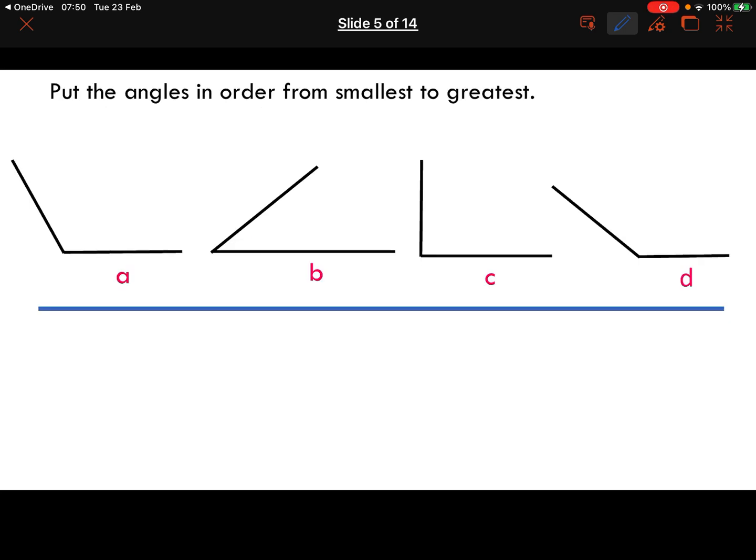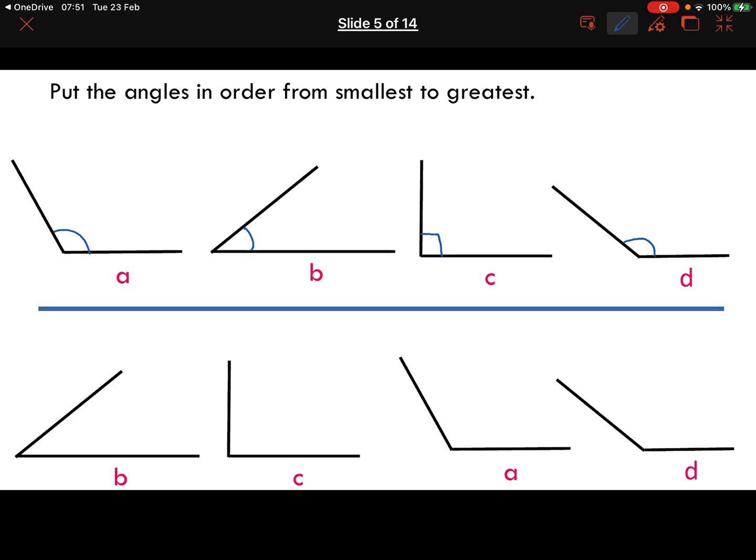So what I want you to do is put these angles in order from smallest to greatest. But can you also give me a sensible guess as to what these angles might be? So pause the video, put them in order, give me a sensible guess. I'm going to go through the answers.